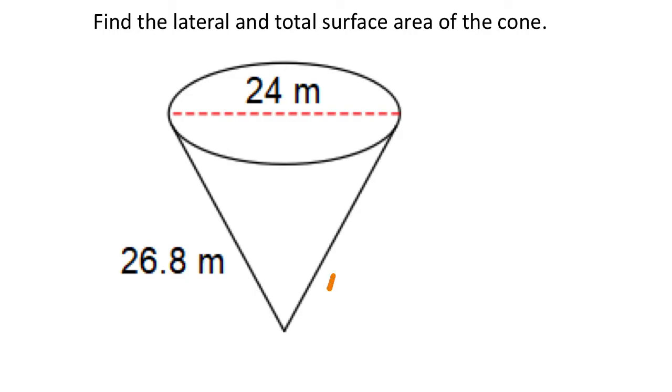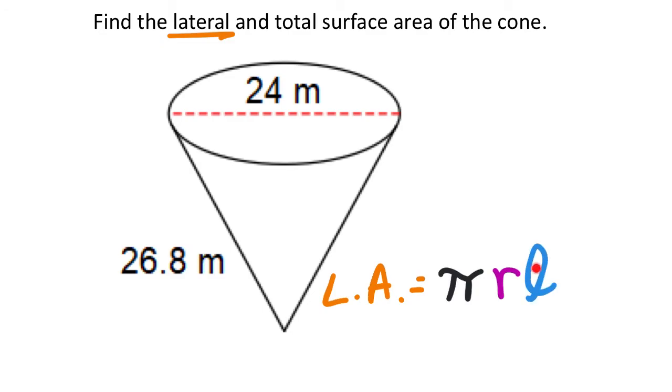I'm going to start with the lateral area on this one as well, because it does ask for it right there. So that's pi times radius times the slant height, which they use L. The order of these doesn't matter. You could do pi times L times R if you'd like. But I do see that the slant height L was given as 26.8 meters.